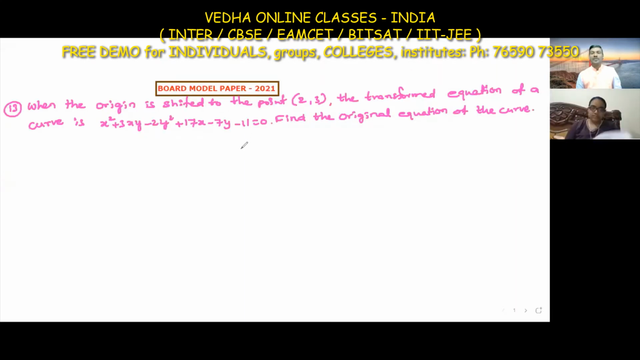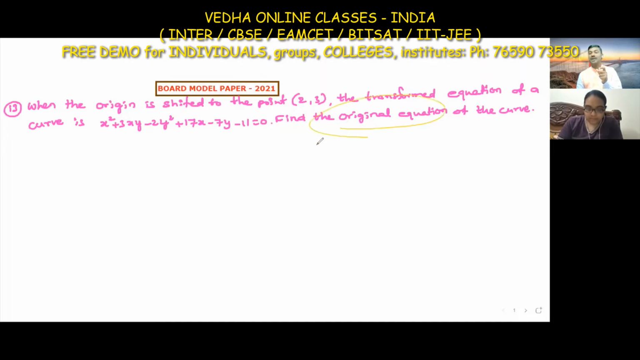So in the board model paper 2021, this is question number 13. Questions 13 and 14 we usually get from the transformation of axis chapter only. When the origin is shifted to the point (2, 3), the transformed equation of a curve is x square plus 3xy minus 2y square plus 17x minus 7y minus 11 equals 0. Find the original equation of the curve.